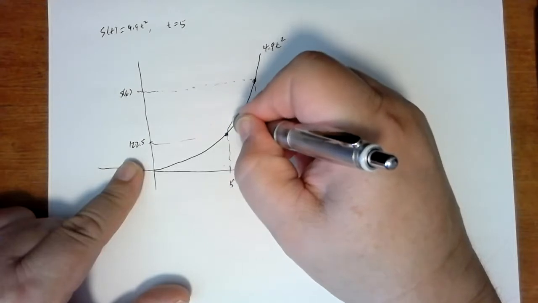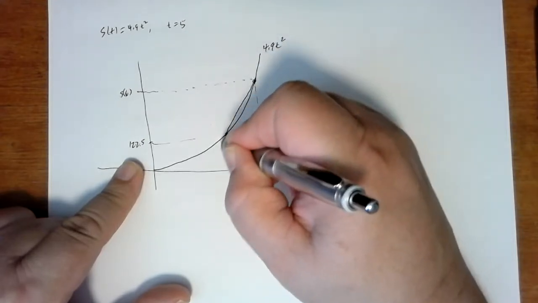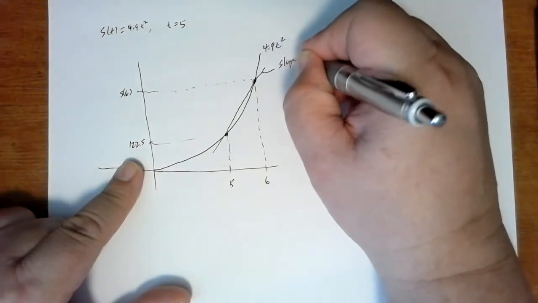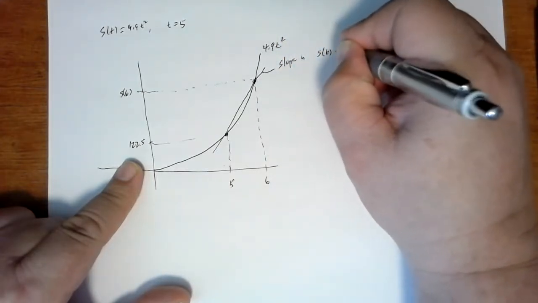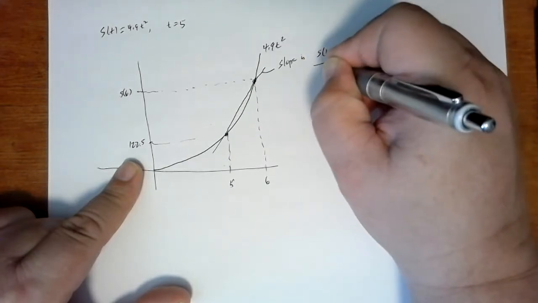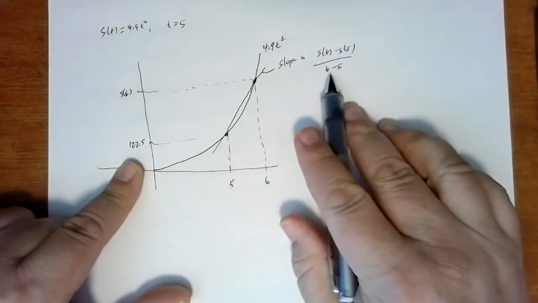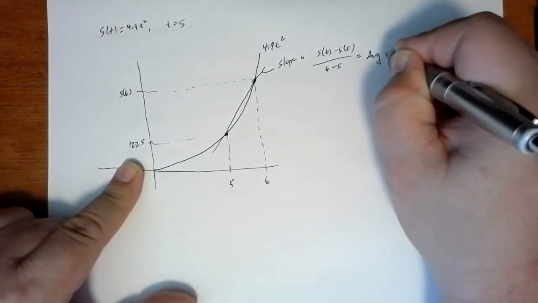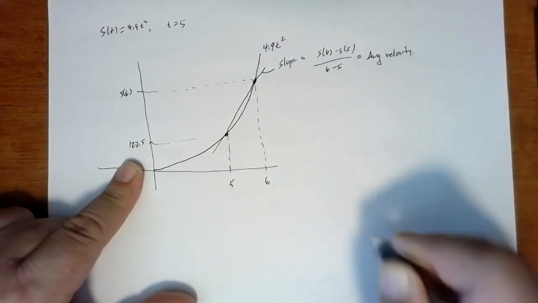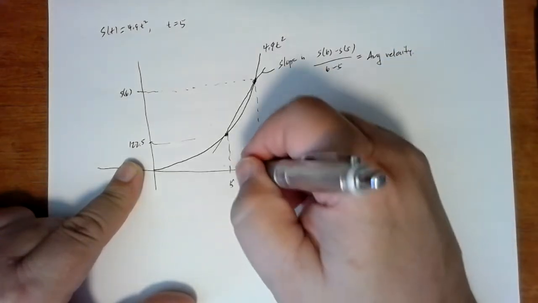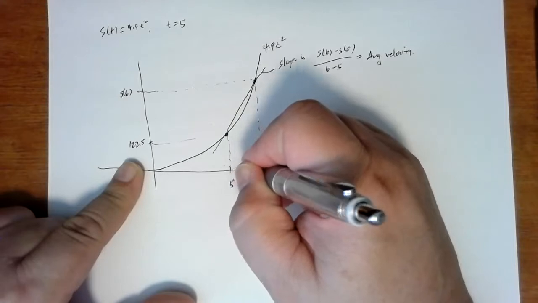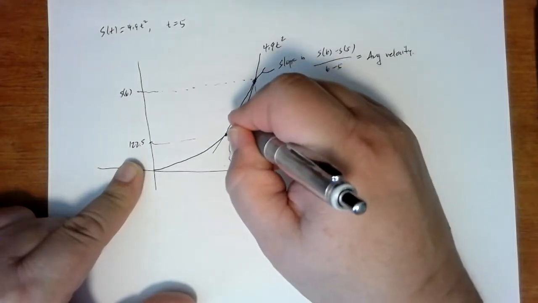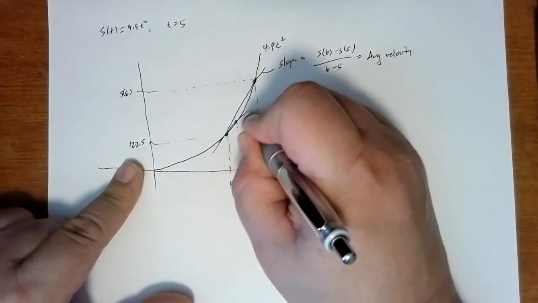And so what is the slope of this line right here? The slope of this line is s of 6 minus s of 5 divided by 6 minus 5. Does this quantity look familiar? This is the average velocity. Okay, so then what we did was we went to 5.1, right? Again, this is not to scale. It would be too close for me to see. And then we computed this velocity.